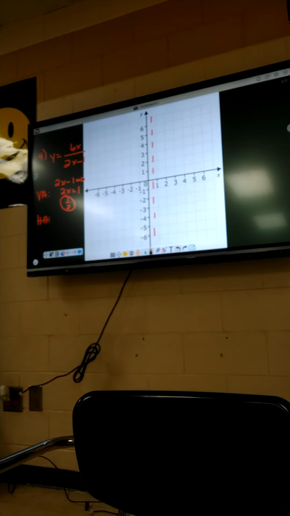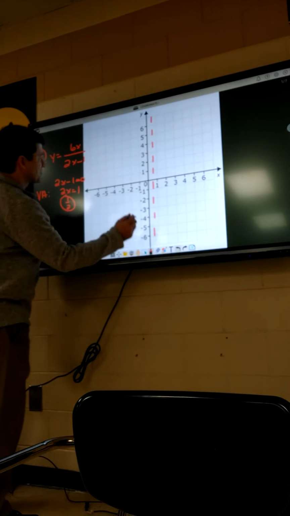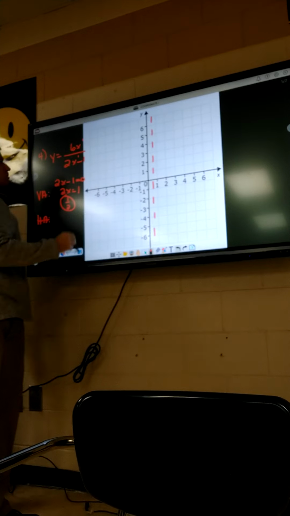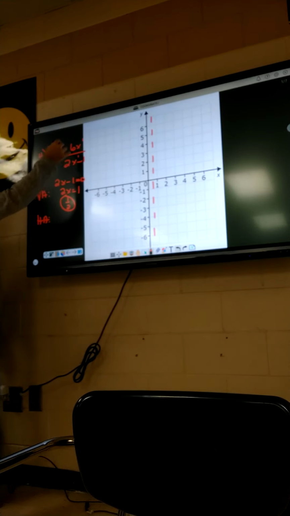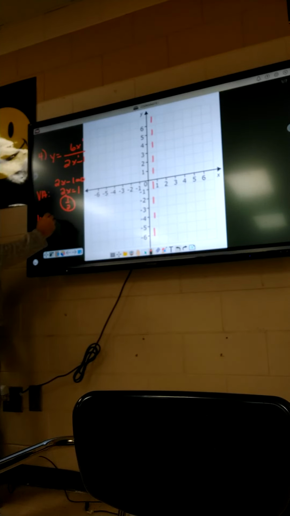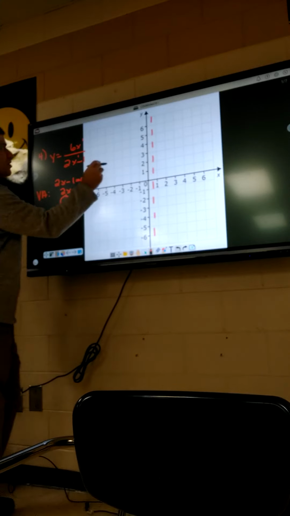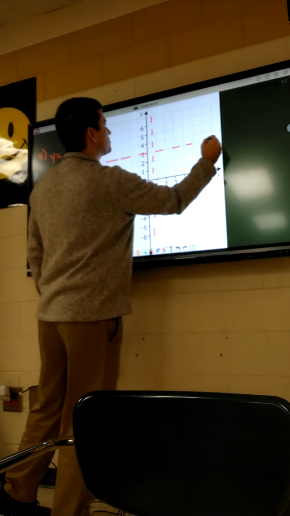So we look at this one. My exponents are the same on this one, right? I got an x1 there and an x1 there. When they're the same, what do you do? You divide the coefficients. We divide the numbers that are in front of x. So 6 divided by 2 will be y equals 3. So your other dotted line is at y equals 3.